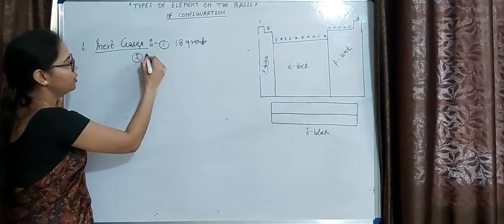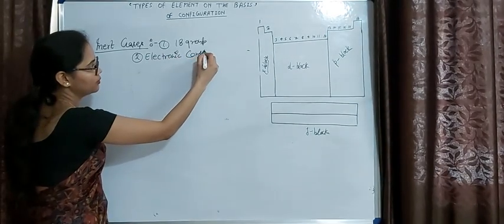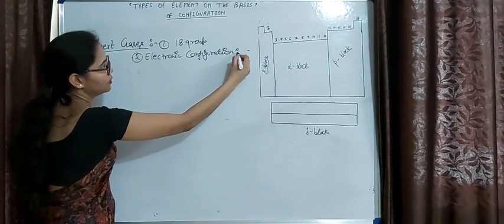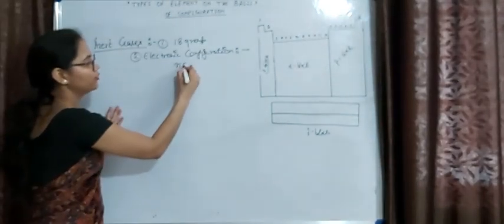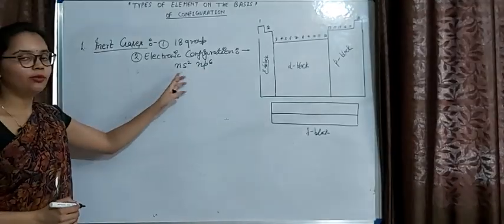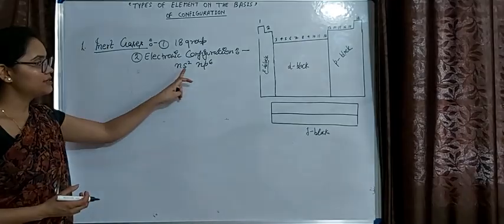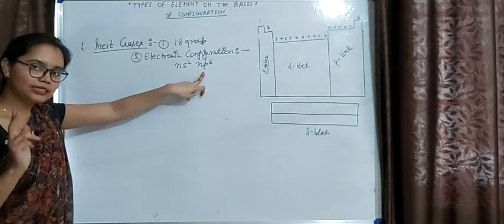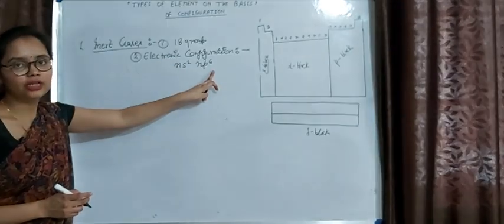Now the second point is about electronic configuration. Inert gases represent this type of electronic configuration, ns2 np6. It is clear from this configuration that this is a completely filled electronic configuration, as S can contain a maximum of 2 electrons and 2 electrons are there, and P can contain a maximum of 6 electrons and 6 electrons are there. So this is a completely filled electronic configuration.